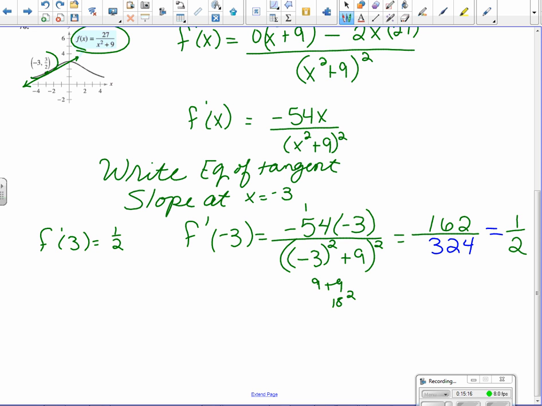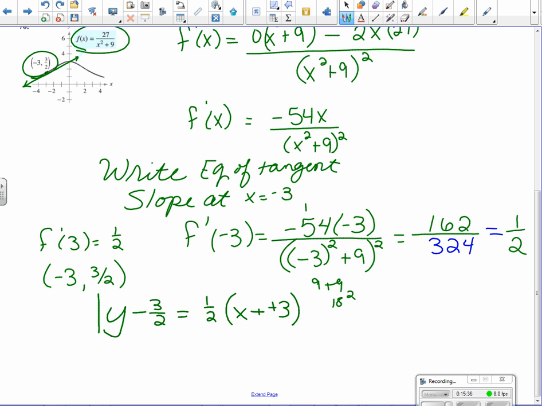We also know the ordered pair. That's kind of nice. We don't have to go find the original y value by plugging in x. And then you're designed to write the equation. y minus y1 equals the slope 1/2 times x minus negative 3. That's going to turn into a plus 3. And you may leave your answer in point slope form.